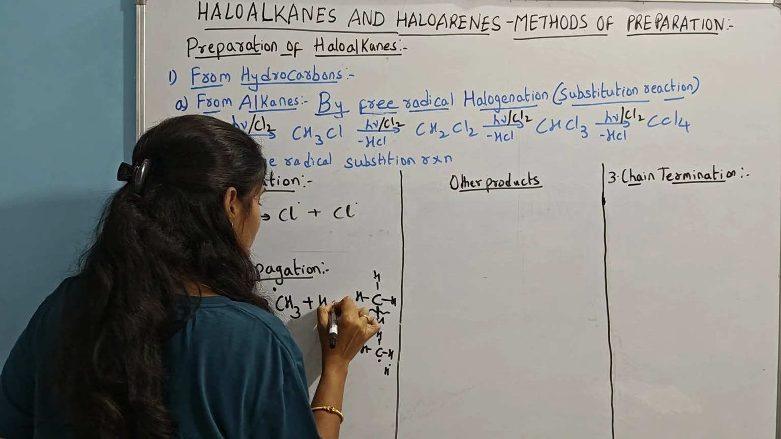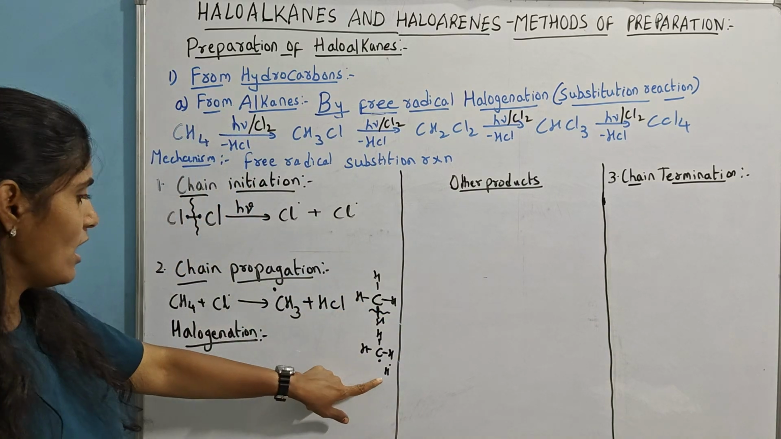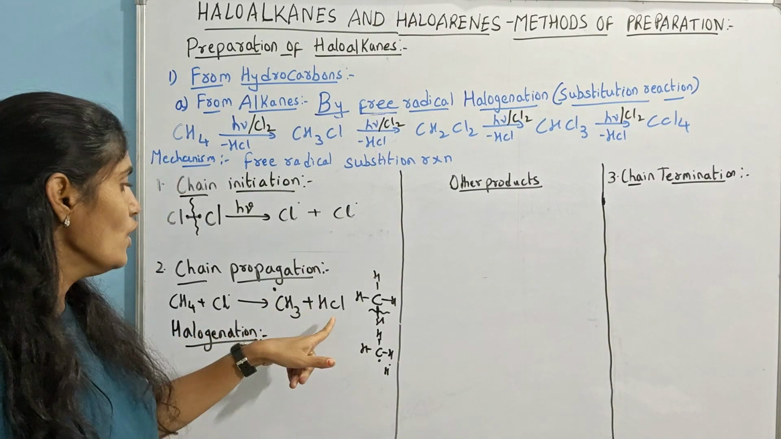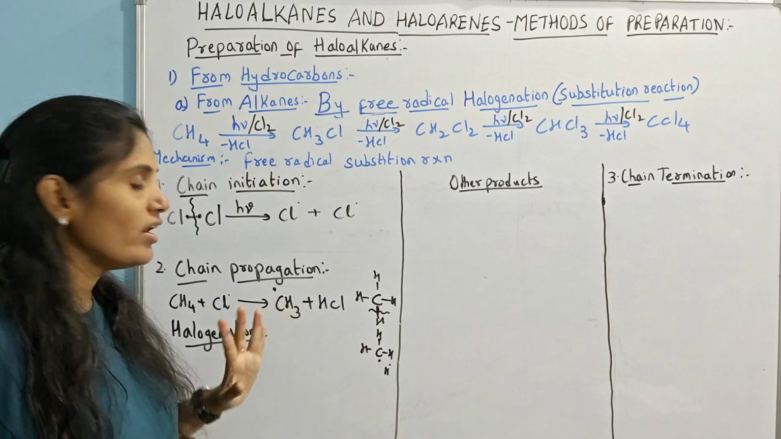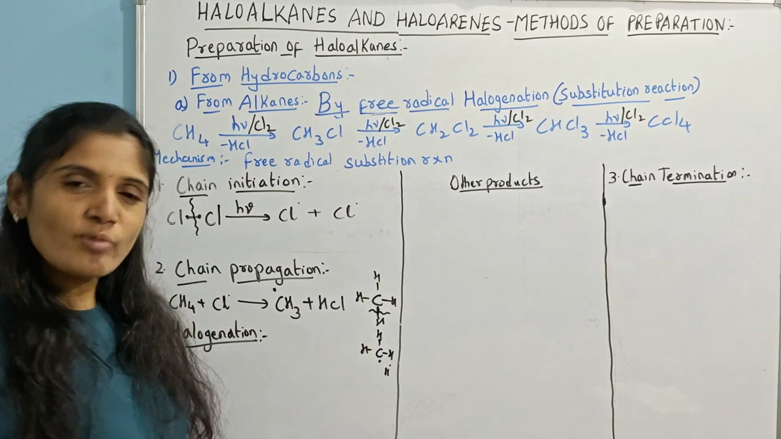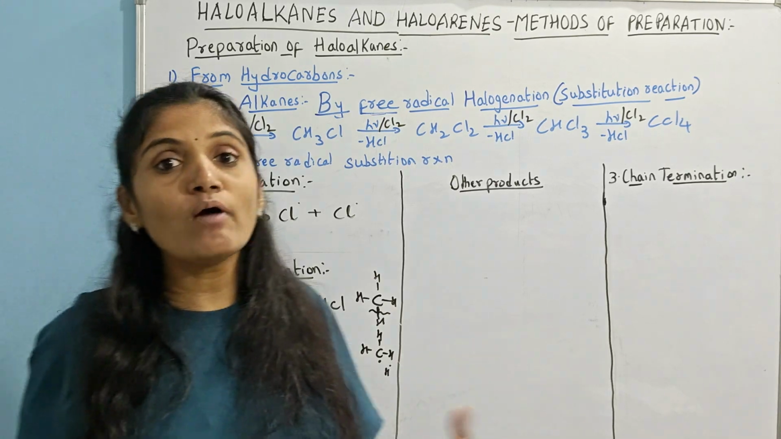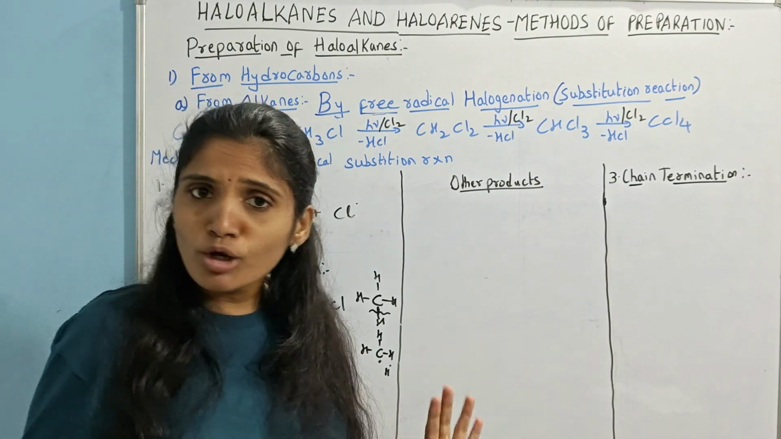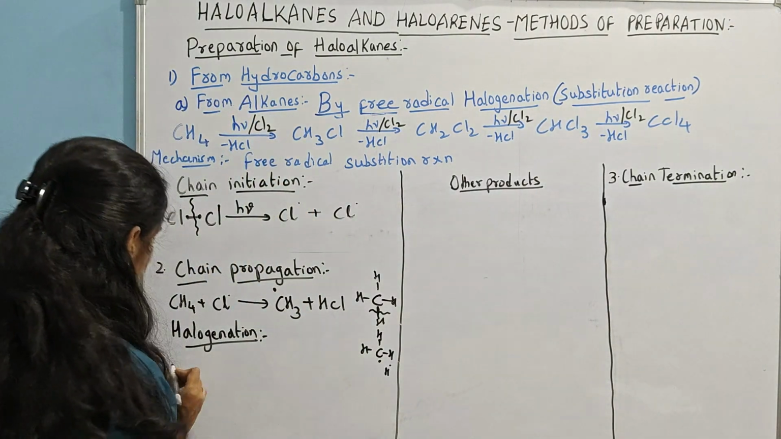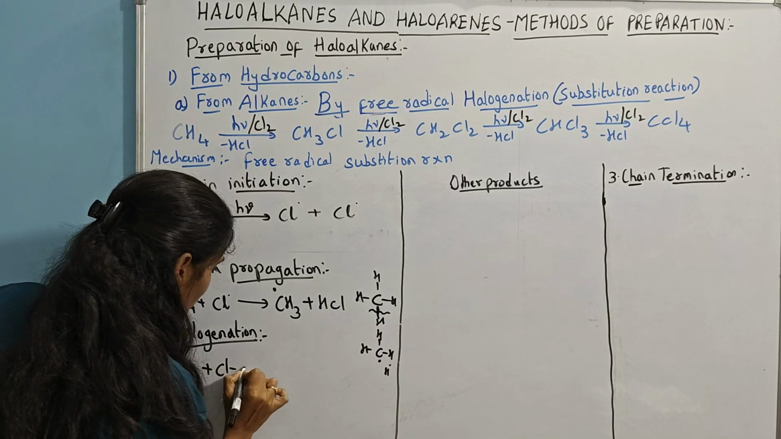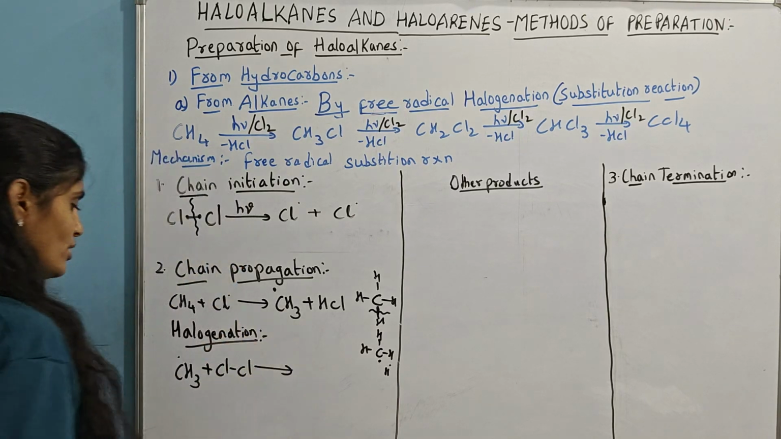Now plus HCl. This hydrogen H dot free radical will react with Cl dot free radical, forming HCl, and my methyl free radical will remain as it is. Now, I told you it is an uncontrollable step, so it keeps on reacting. It is not that I have only one chlorine molecule in the process. I have millions of chlorine molecules in the process.